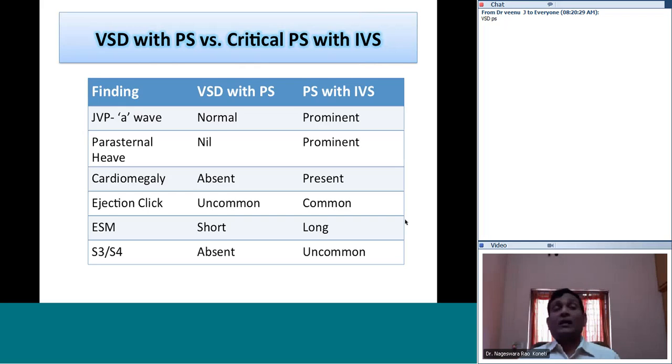Coming to the JVP, the A wave may become prominent as age advances in VSD-PS, or there may be prominence of the V wave if they develop tricuspid regurgitation, which you will see in some cases.